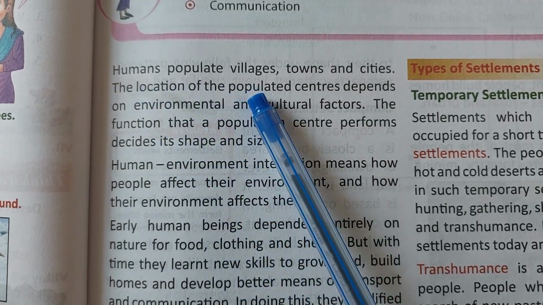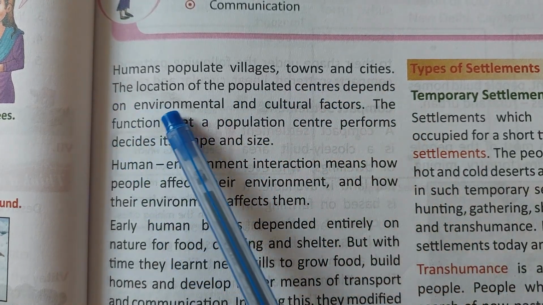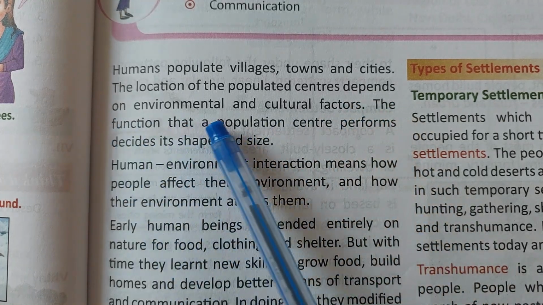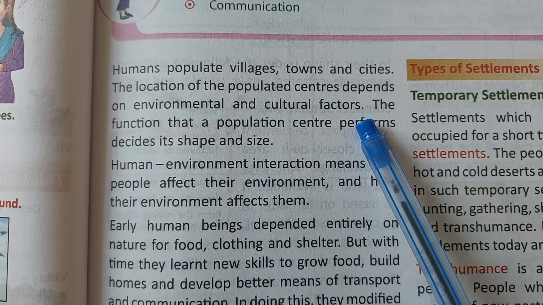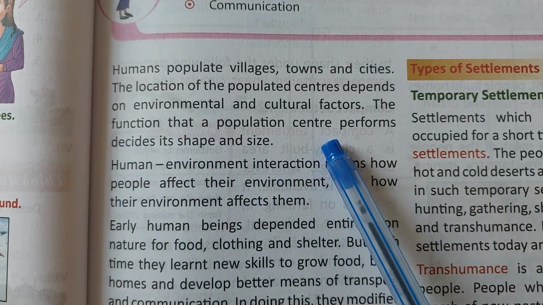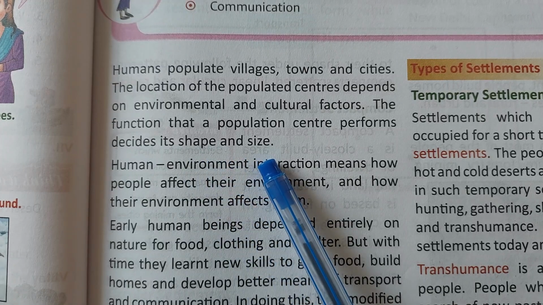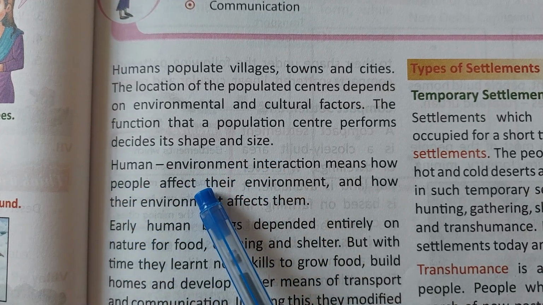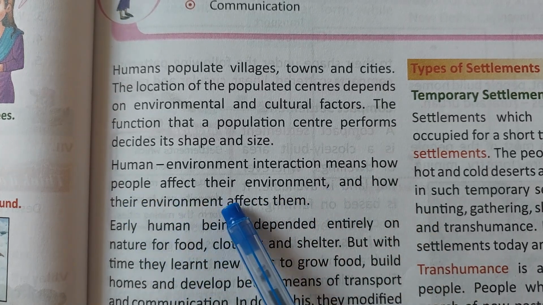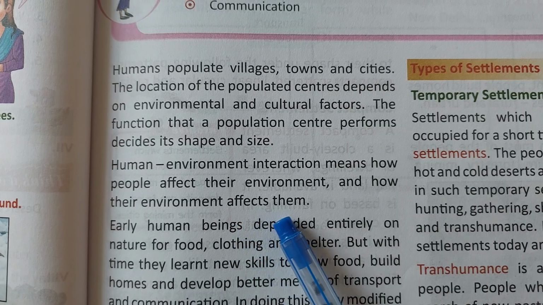Humans populate villages, towns and cities. The location of the populated centers depends on environmental and cultural factors. The function that a population center performs decides its shape and size. Human environment interaction means how people affect their environment and how their environment affects them.